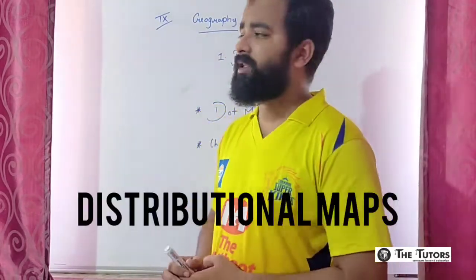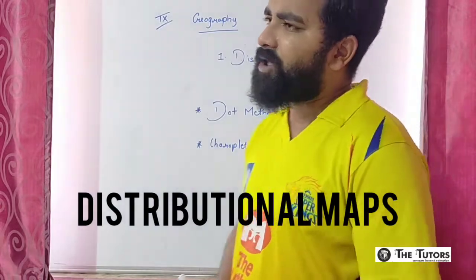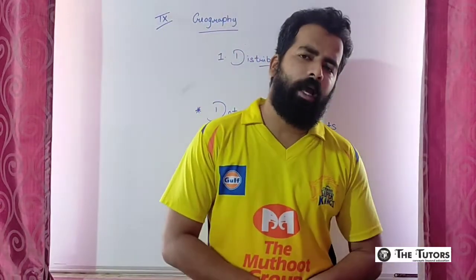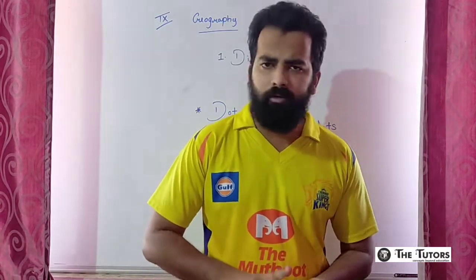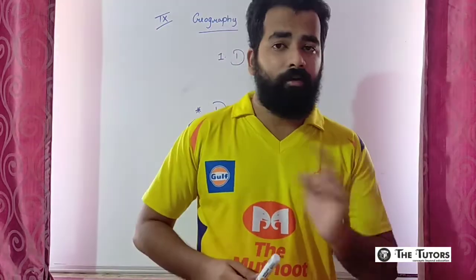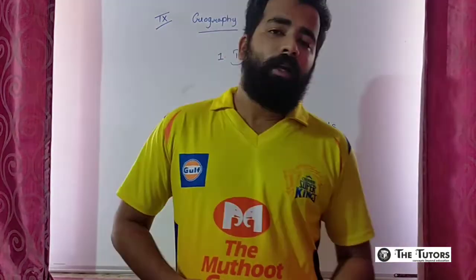First is the dot method. First of all, the chapter's name is distributional maps. Now, isopleth method, choropleth method, and dot method: you can use all three methods for any one particular thing. Like if you want to calculate population, you can use the dot method, the choropleth method, or the isopleth method. What are these methods? We are going to study in this chapter, and you will understand why these particular methods are important.